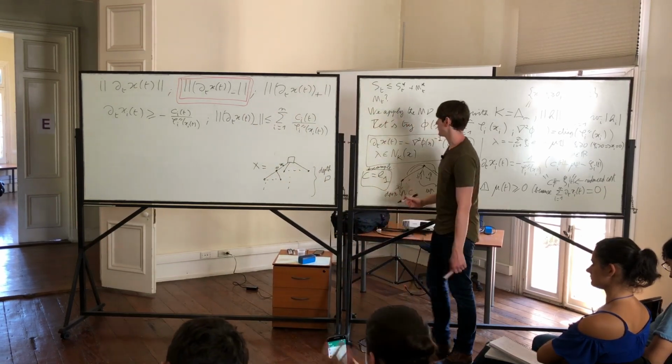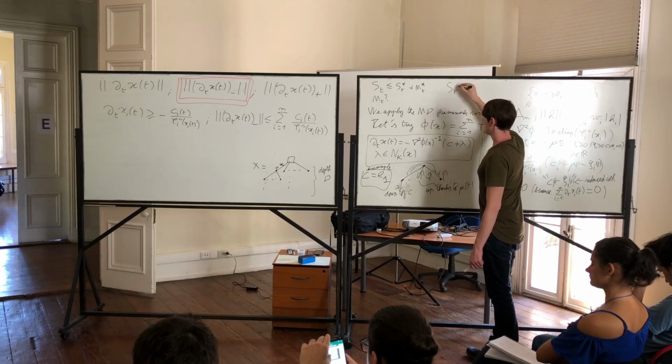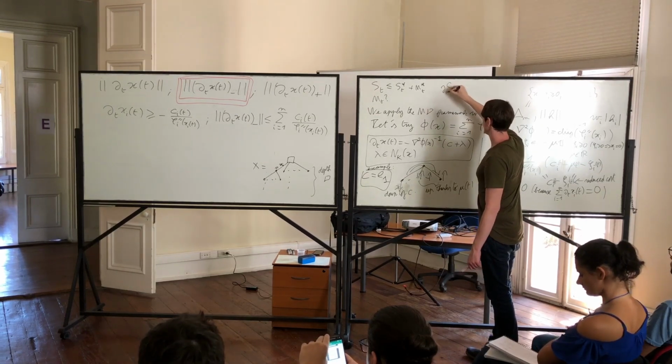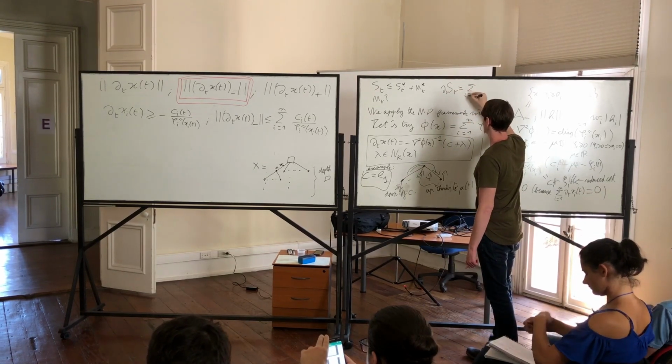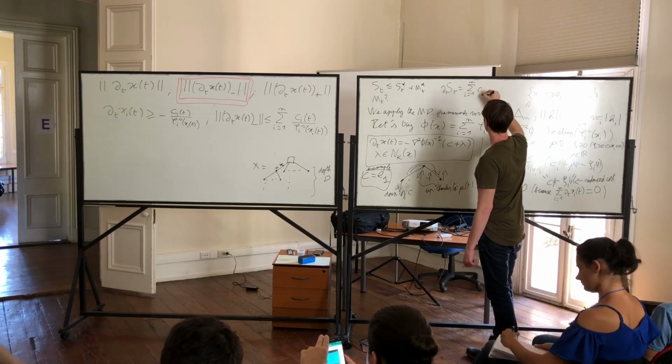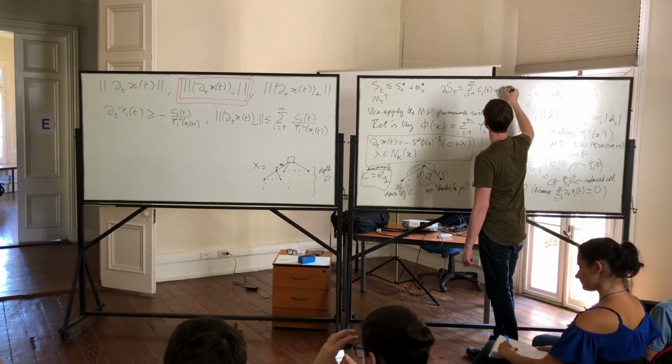And what is the service cost? The instantaneous service cost is just the sum for I equals 1 to n of Ci of t times xi of t.